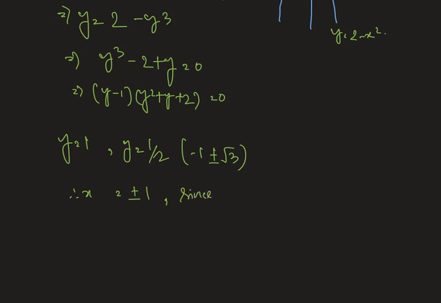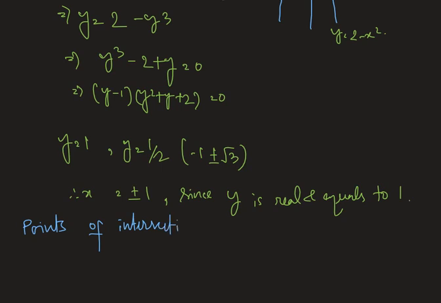Since y is real, y equals 1. Therefore, the points of intersection of the two curves are (1, 1) and (minus 1, 1).